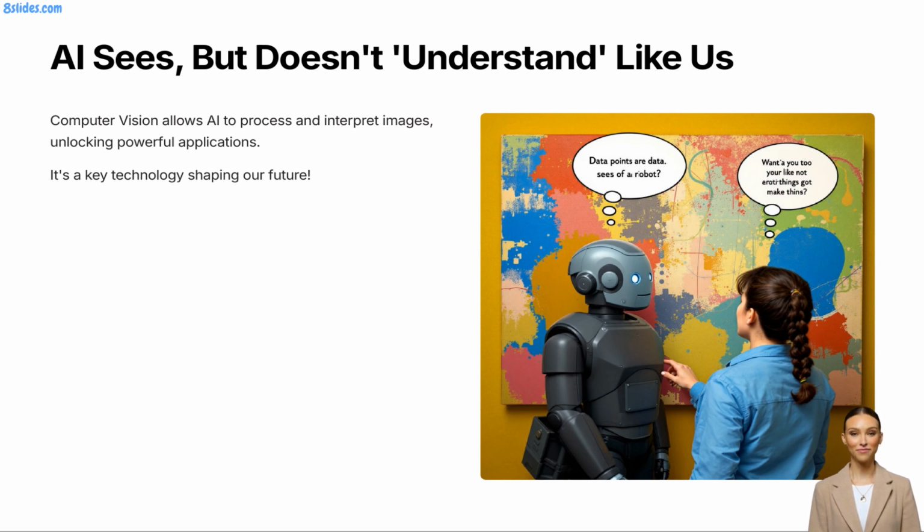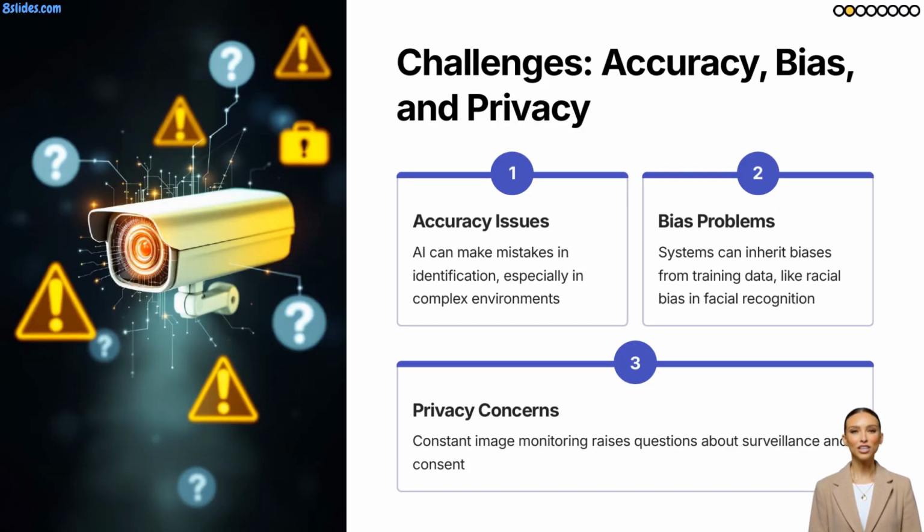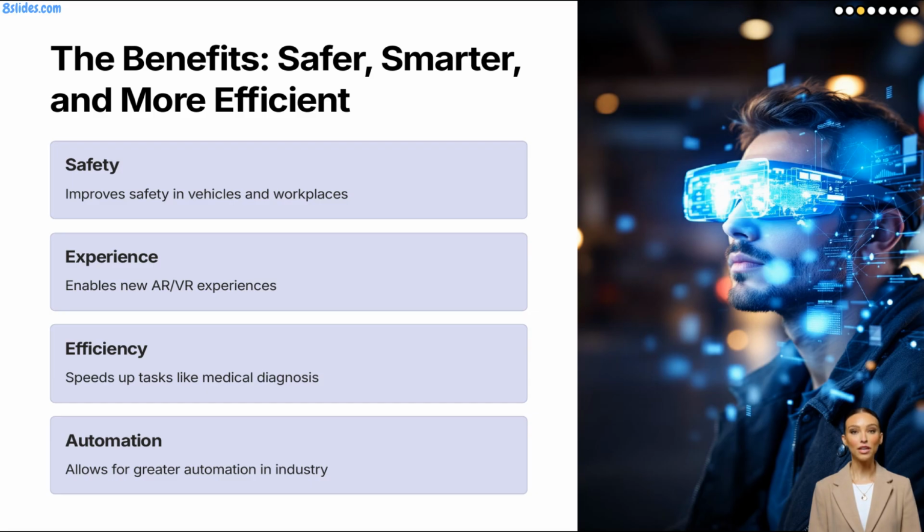Let's dive in. Imagine teaching a child to recognize a dog. You show them lots of pictures and real dogs, pointing out features like fur, ears, and tails. Over time, they learn what makes a dog a dog. Computer vision is like training AI to do that, but with digital images and videos, teaching it to read visual information.